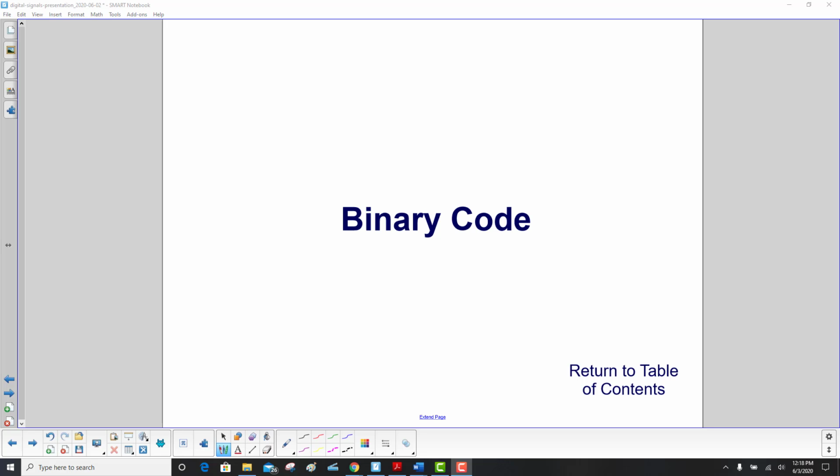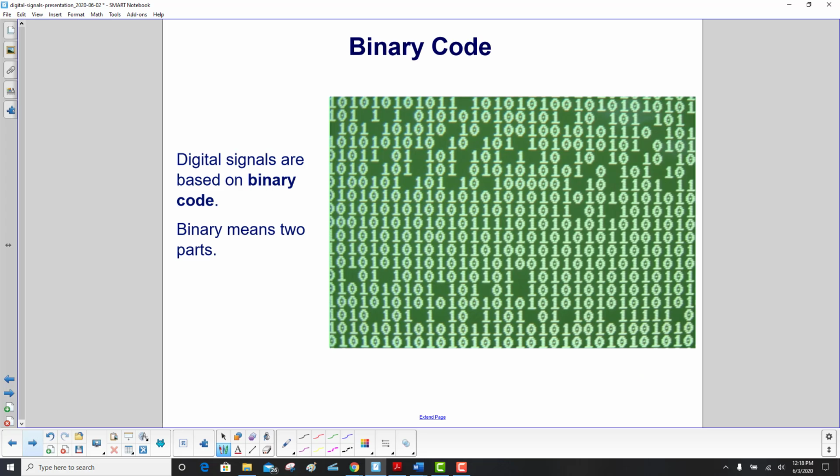Binary code. Digital signals are based on binary code. Binary means two parts, and here's a clue by this picture. The code is going to consist of zeros and ones, unlike the dots and dashes of Morse code.